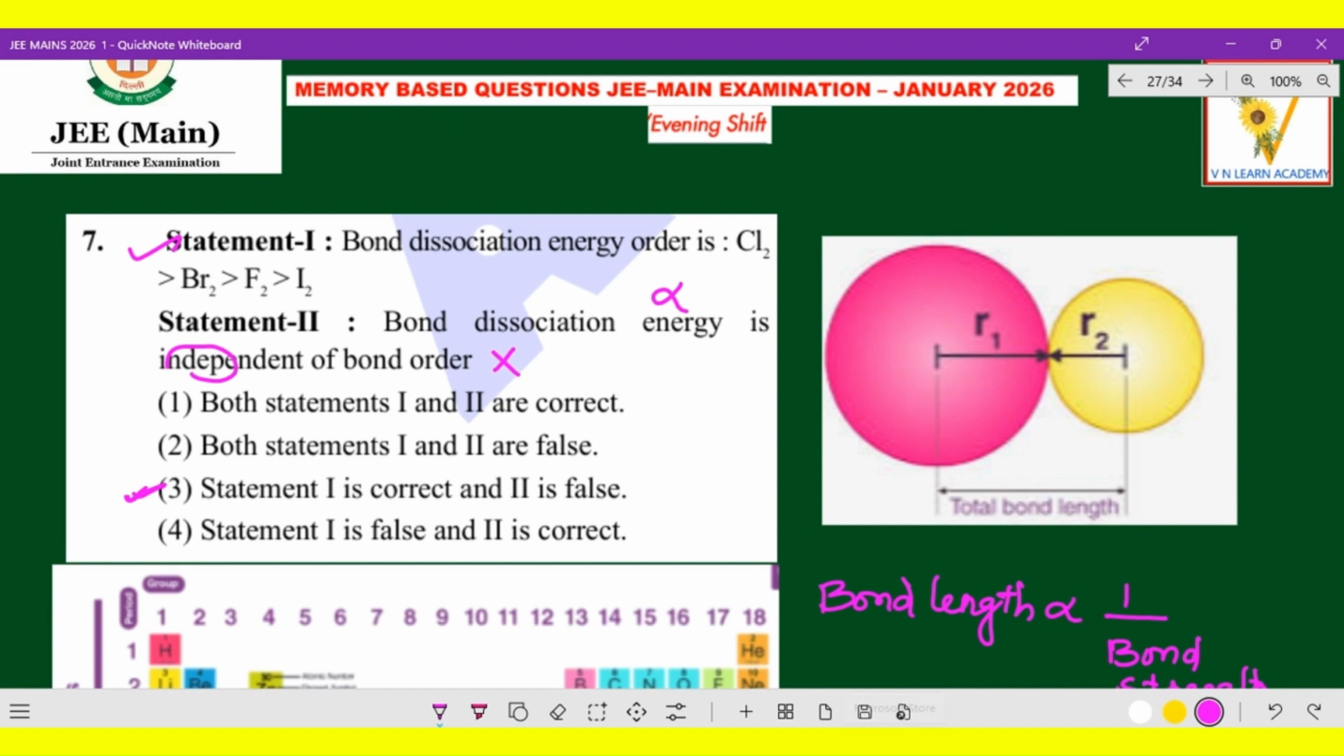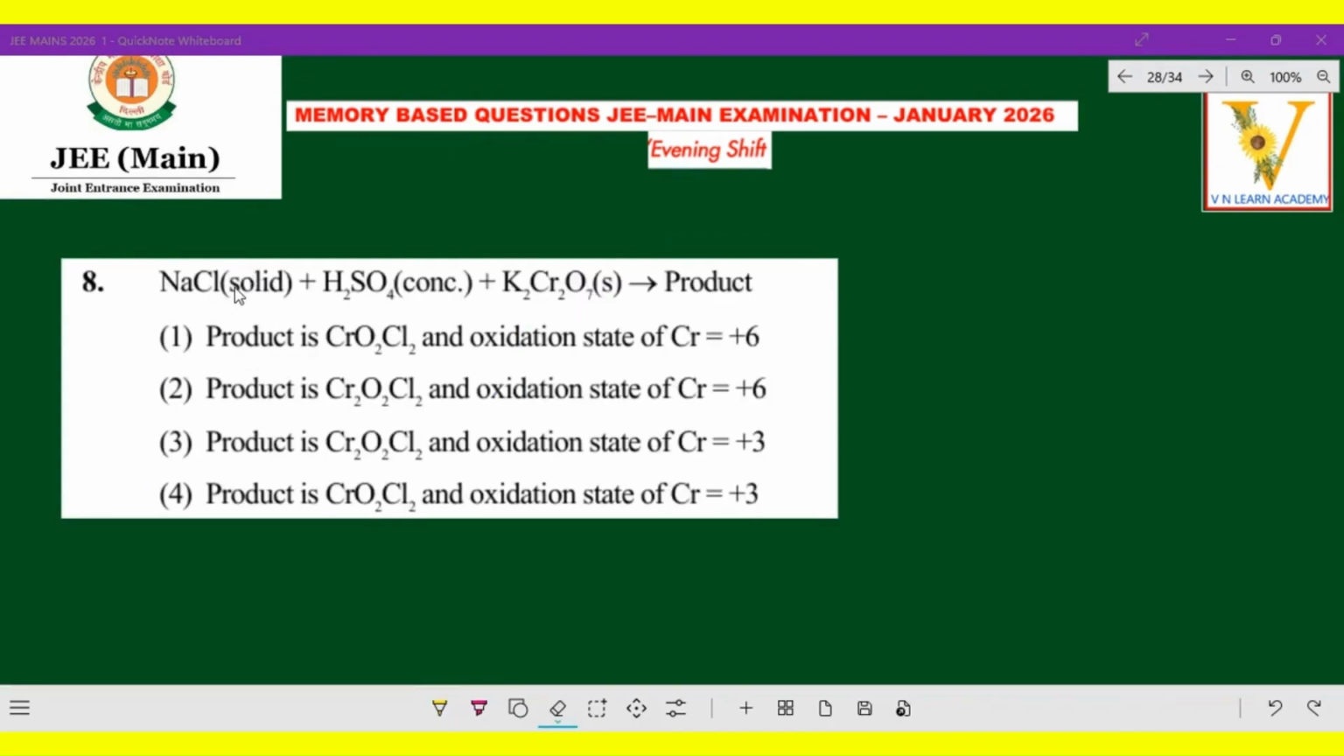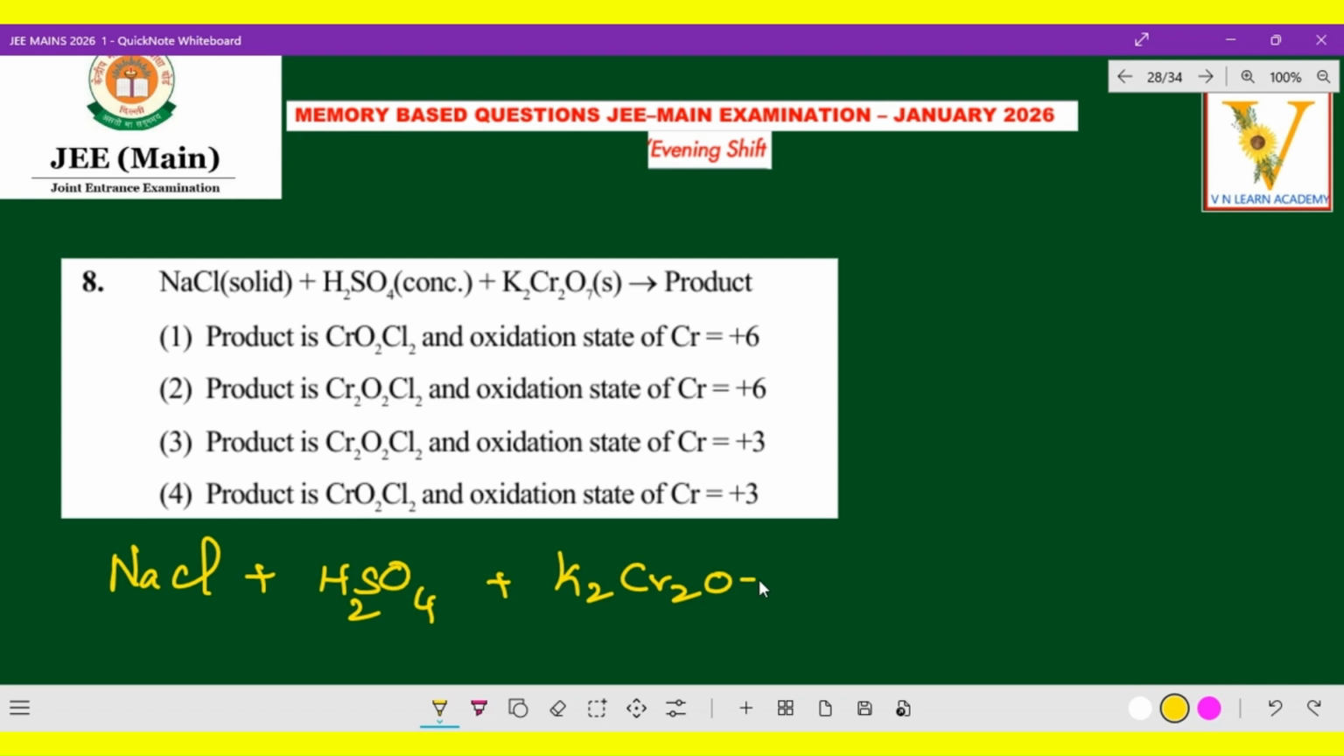The next question: sodium chloride reacts with H2SO4 along with K2Cr2O7. So what is the product? The product is chromyl chloride, and we have to identify its oxidation state. Okay, now here let me write the balanced equation: NaCl plus H2SO4 plus K2Cr2O7 gives here what.